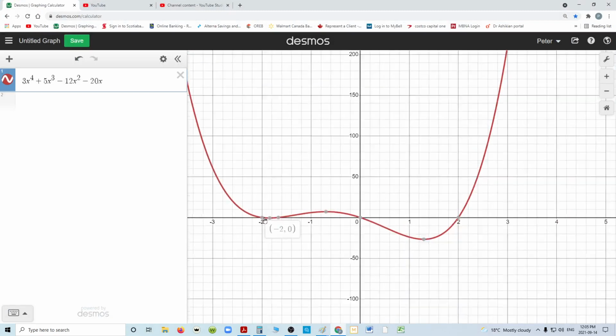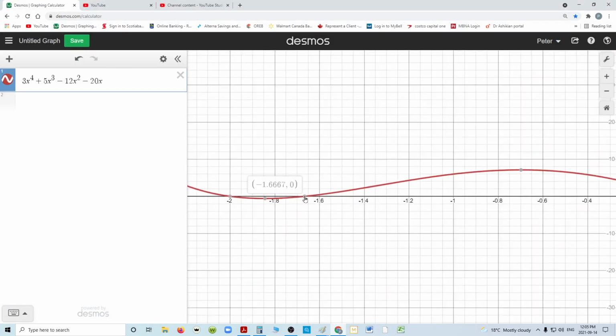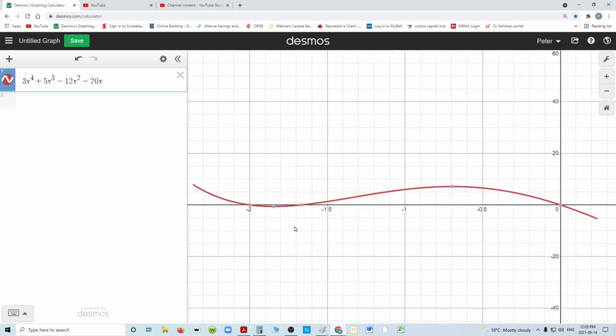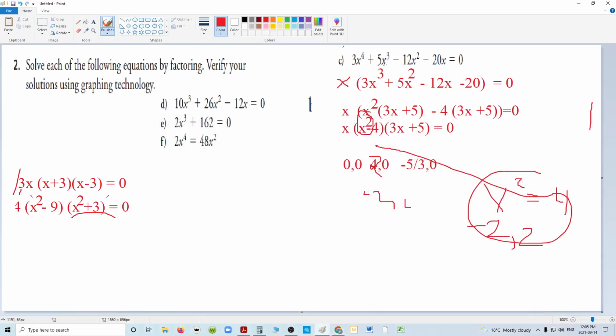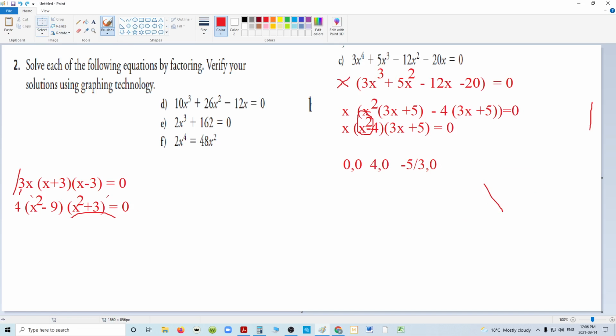There it is. Let's zoom in on this. There's the negative 5 over 3, and there's the negative 2. So that's a small technical error, because I failed to see that I was taking x squared out of both of them, not x. And x squared minus 4 produces 2 roots, minus 2 and plus 2. So there we go. Technically, I had the right idea anyway.